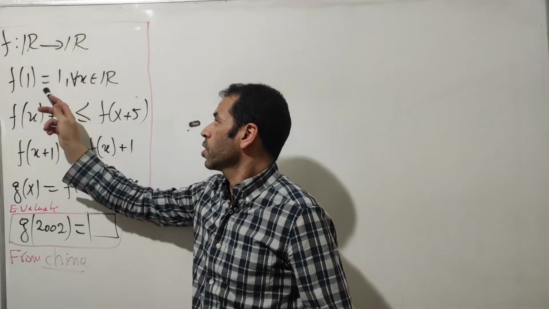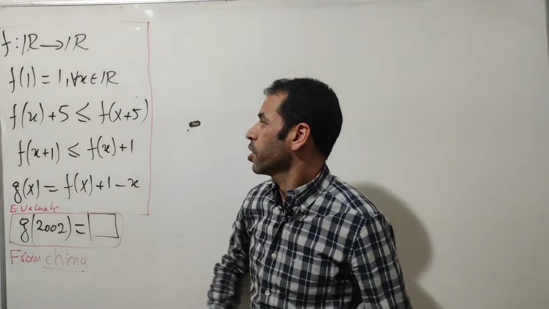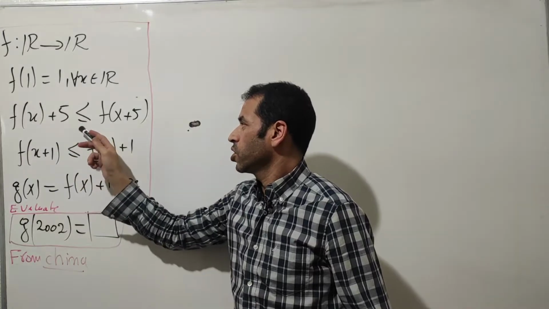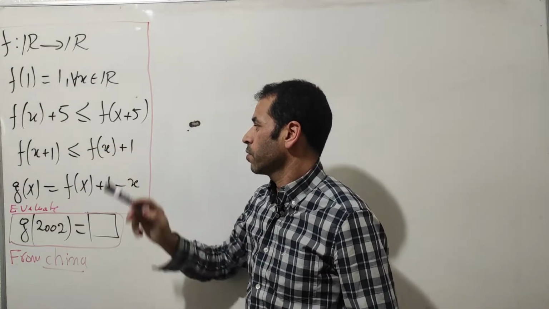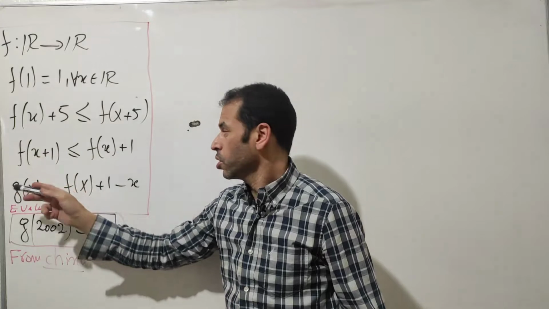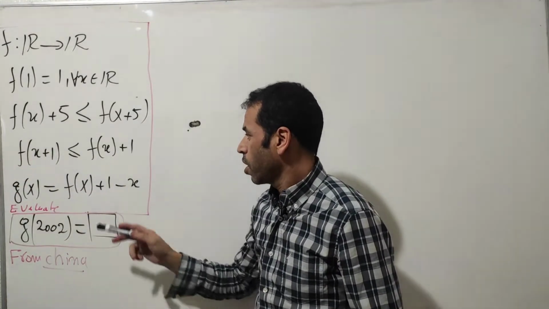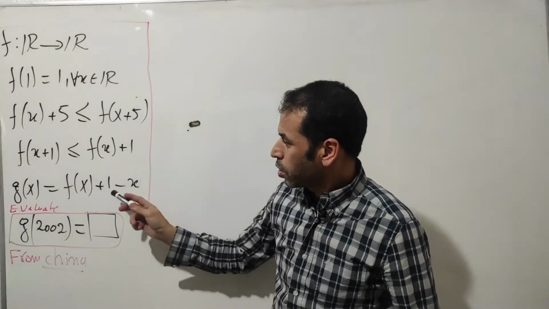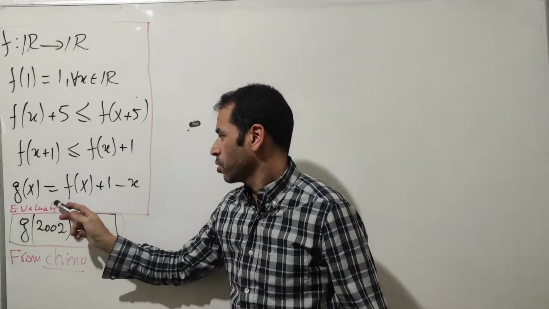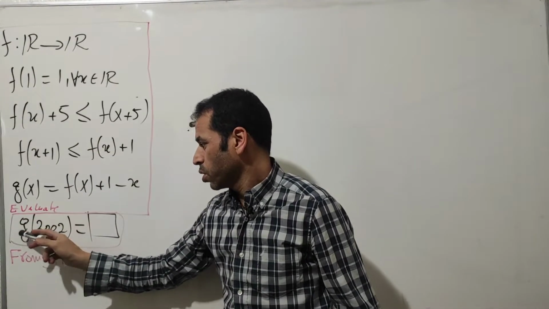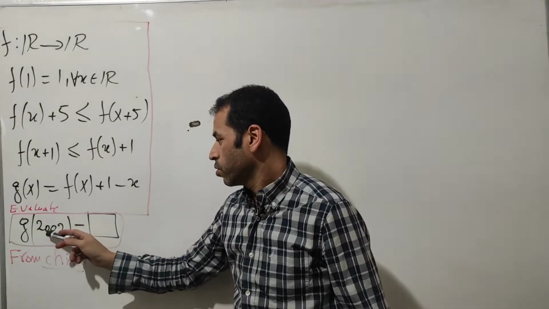We get f of 1 equals 1. For all x real, the second condition, we get f of x plus 5 is inferior or equal to f of x plus 5. The third and last condition, we have f of x plus 1 is inferior or equal to f of x plus 1. So we are going to have this expression g of x equals f of x plus 1 minus x. The goal is to evaluate g of 2002.